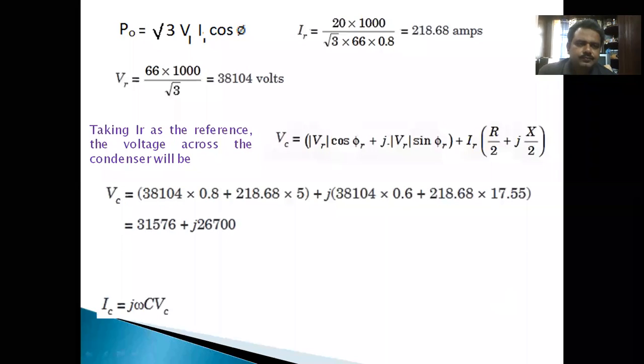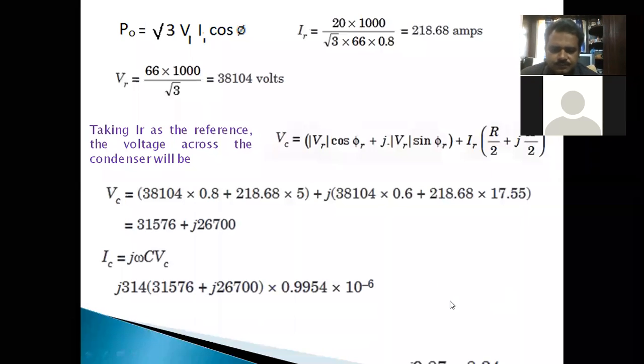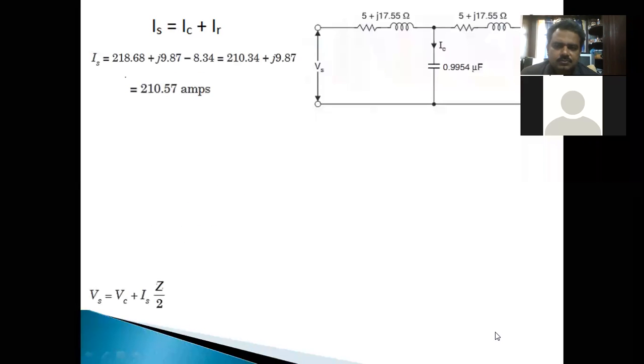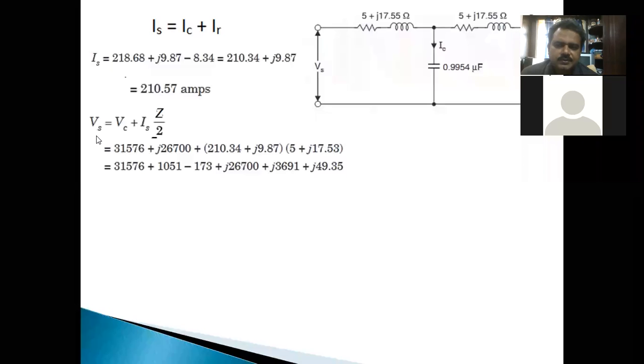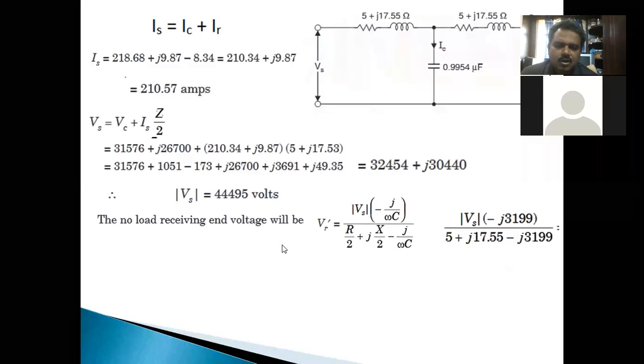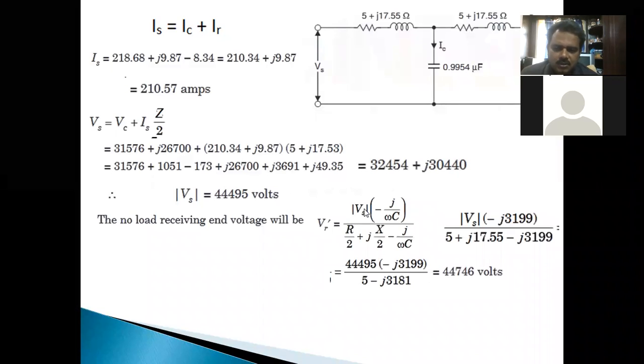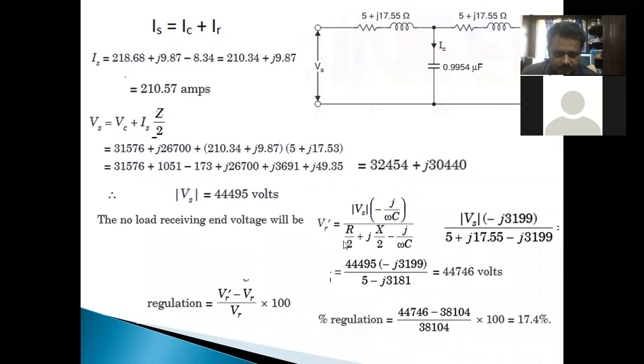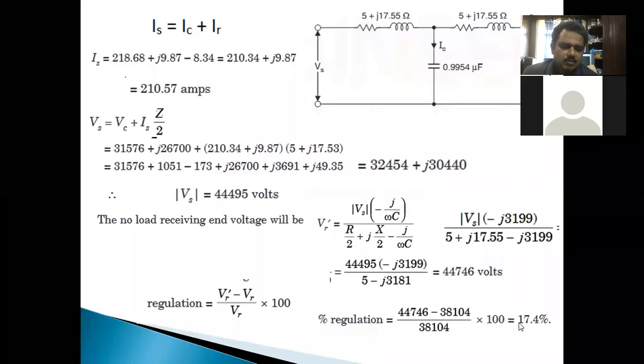So we have obtained this. Okay. So the IC value. Vs is equal to Vc plus impedance multiplied with current Is, that is the drop. All these we have calculated for the regulation. The no load receiving end voltage is obtained simply by applying the voltage division rule: Vs multiplied with this impedance divided by total impedance gives the voltage VR dash. Once we know VR dash minus VR, divided by VR, that directly gives regulation. It comes around 17.4.